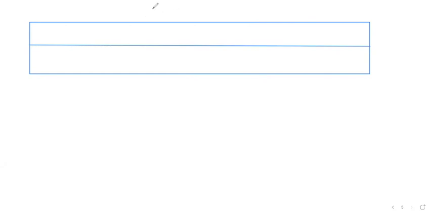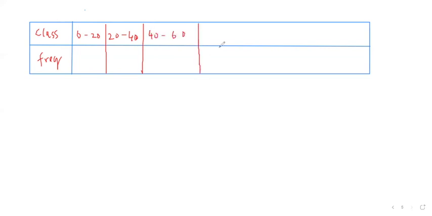So what are the classes? 0 to 20. There are 6 classes, so I have to budget the space accordingly. What are the titles? Class and frequency. The first class interval is 0 to 20. Next, 20 to 40, 40 to 60, 60 to 80, 80 to 100, and 100 to 120.